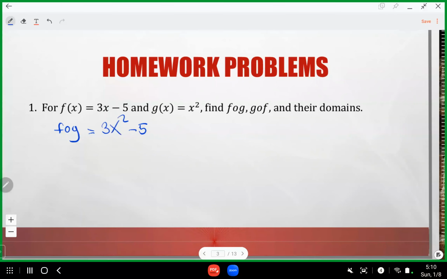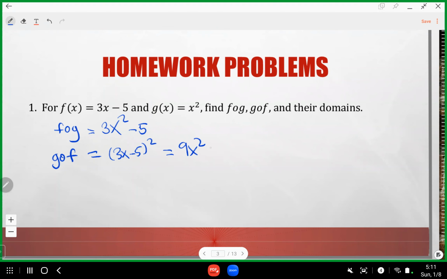Okay. Now that you know, how about g of f? So g of f is basically f of x to the whole thing to the power of 2, and that is 9x to the power 2 plus 25. Okay, this one is correct. All you need to do is substitute it in like so. So what's next?